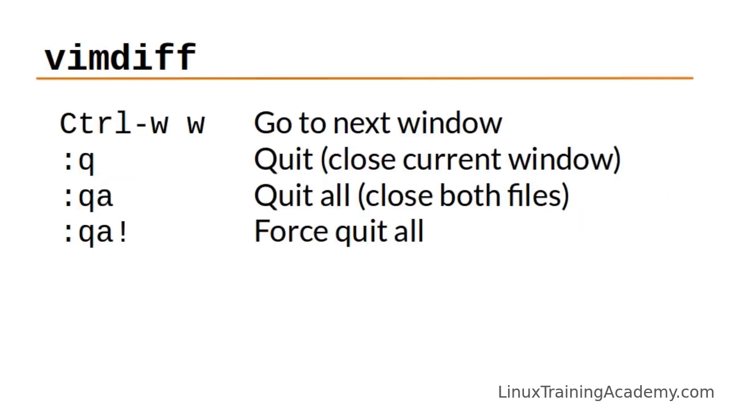When you run vimdiff, both files will be pulled up in separate windows. To switch between the windows, type Ctrl+WW. To close the current file in the current window, type :Q, enter. If you want to close both files at once and quit, type :QA. And if you've made some changes that you don't want to save, you can type :QA!, enter.